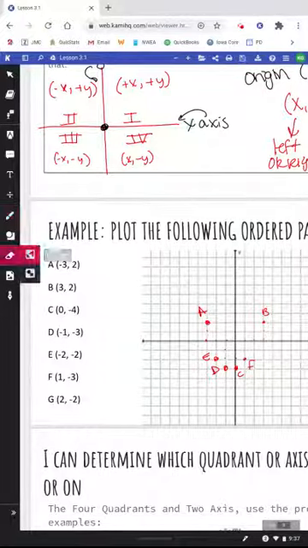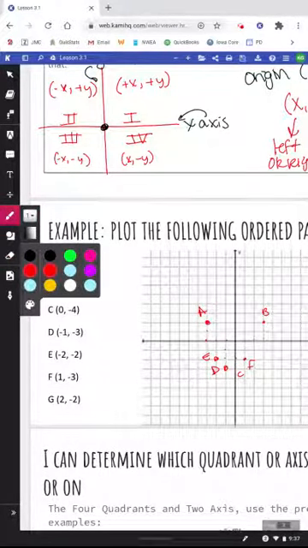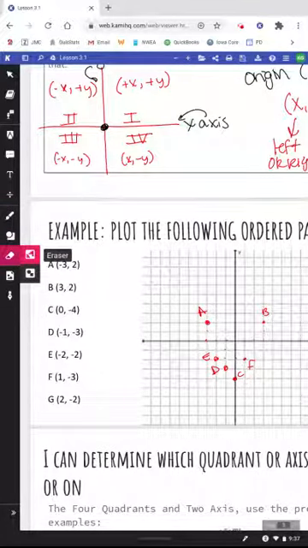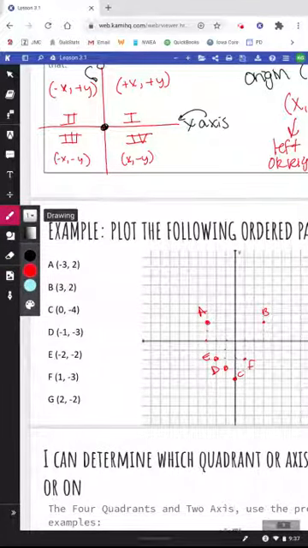Oh man, I messed up my 0, -4, didn't I? Didn't count down quite far enough. Nope, did it again. There. And so in this shape, it's kind of a U-shaped parabola with these points.